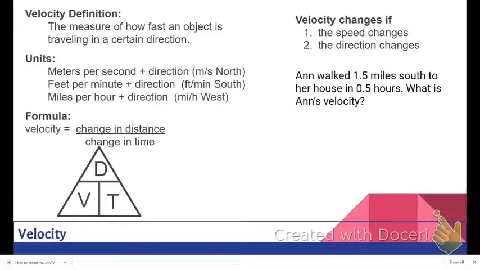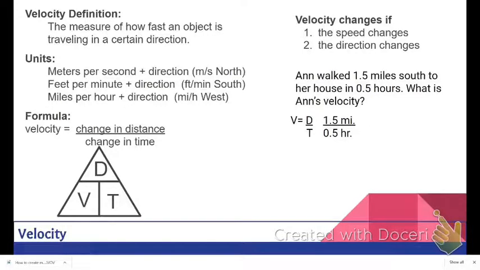An example problem here that I want you to write down. If Anne walked 1.5 miles south to her house in 0.5 hours, what is Anne's velocity? And so to use our velocity triangle here, or our power triangle, if we cover up velocity, we know that velocity equals distance over time. And so I'm going to put my equation right here, and then I'm going to fill in my distance, which is the 1.5 miles, over the time given, which is 0.5 hours.